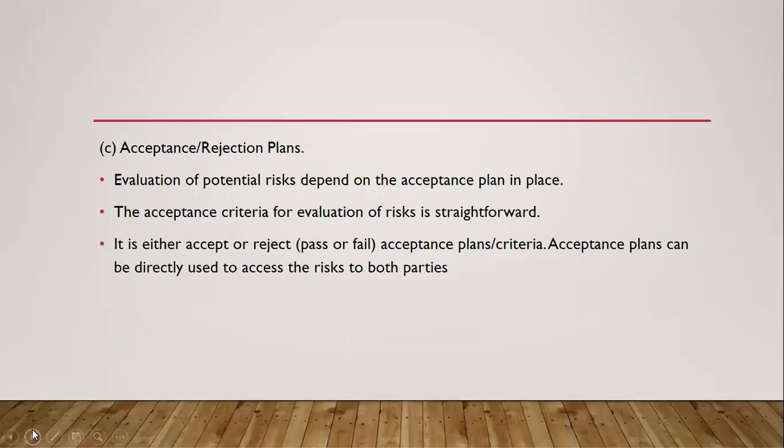And the third one is the acceptance rejection plan. This is basically an evaluation of the potential risks that can emanate from either accepting a product or not accepting a product. Basically, the risks that are involved when it comes to specification might lead either to accepting something or rejecting that thing.